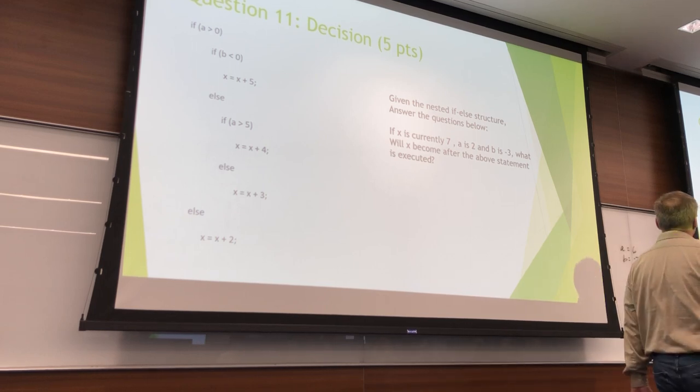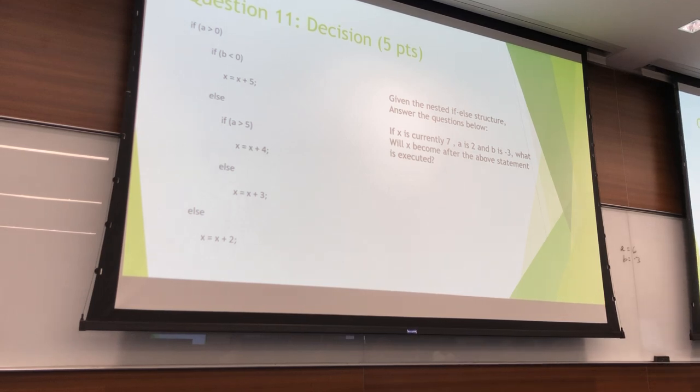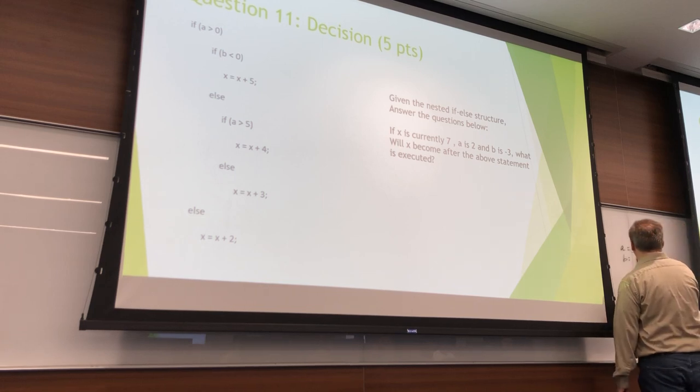So is a greater than 0? Yes. So we discard this. Is b less than 0? Yes. Okay, we already did that, I'm sorry. But x equals 12, right? Yep. Okay, let's do b equals 3.